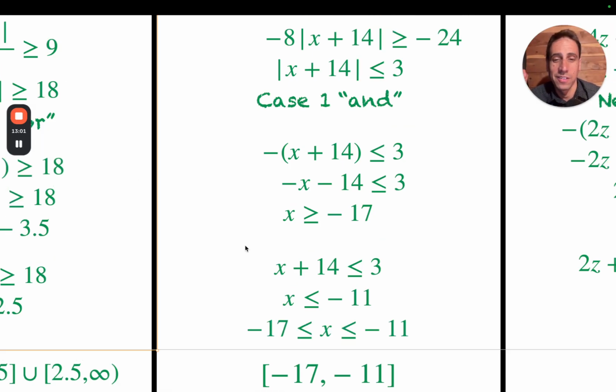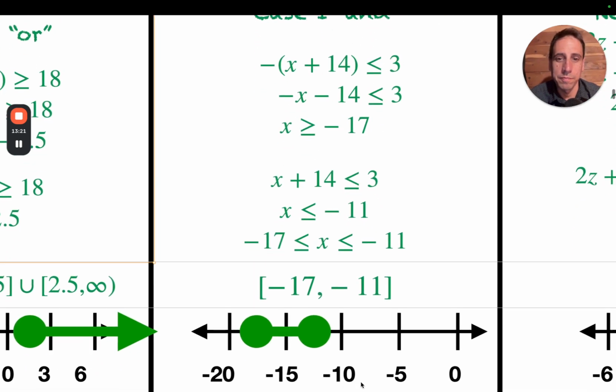As you can see here, recombining both this statement and the last two statements, x is all the numbers in between -17 and -11. -17 is less than or equal to x is less than or equal to -11. And here's the interval notation. The lowest number is -17. It includes -17, goes all the way up to -11, and all the numbers in between.